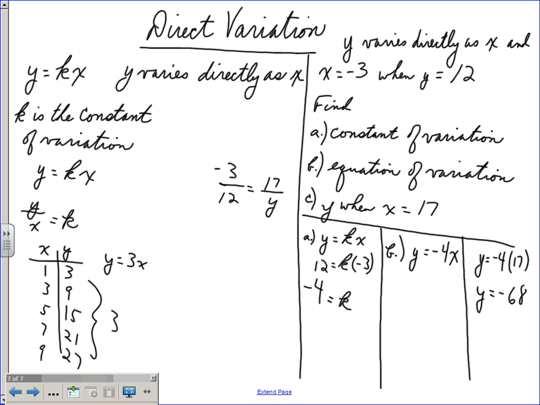And what is that? You have one ratio equaling another ratio. And that forms a what? It forms a proportion. And how do we solve a proportion? Cross multiply, yeah. So that means that negative 3y is equal to 12 times 17. It's 12 times 17. 204.